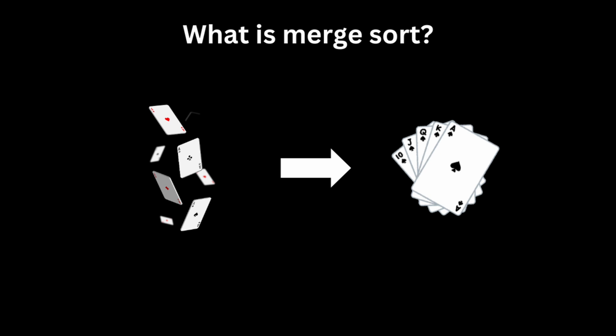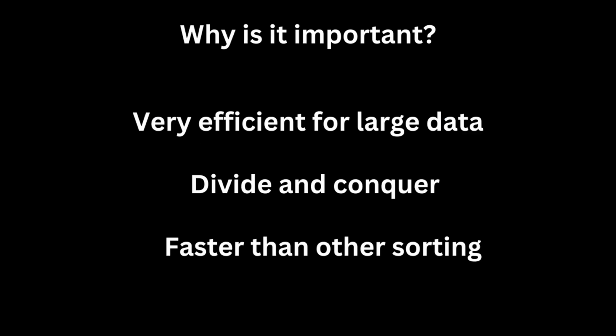Now, why is merge sort important? In computer science, sorting data is a fundamental task that helps make more complex operations possible and efficient. For example, finding a name in a sorted list is much faster than in a mixed-up one. Merge sort is particularly valuable because it's very efficient with large amounts of data. It splits the data into smaller pieces, sorts each piece, and then merges them back together in order. This divide-and-conquer approach allows it to work faster than some other sorting methods, especially as the amount of data grows.